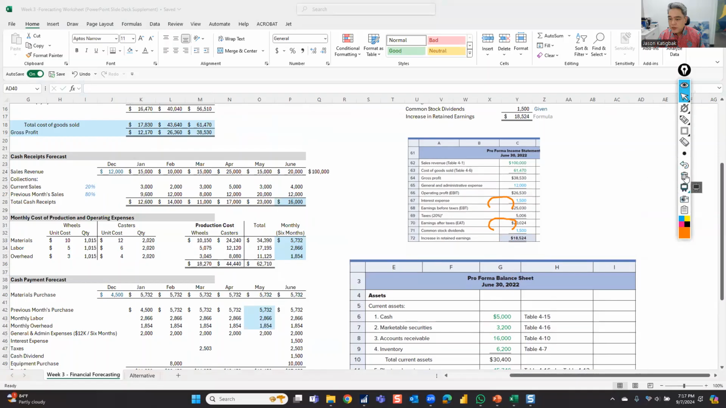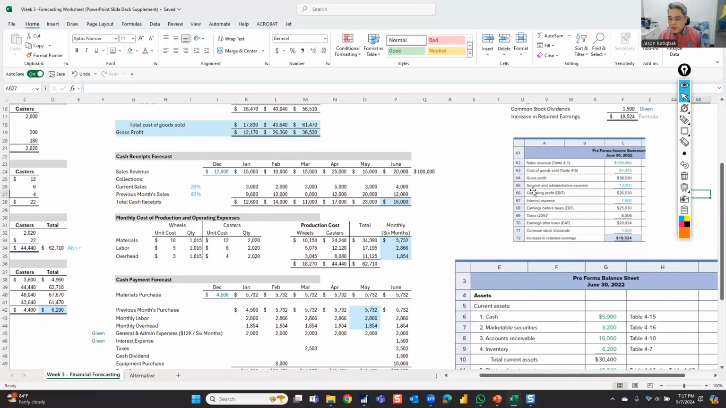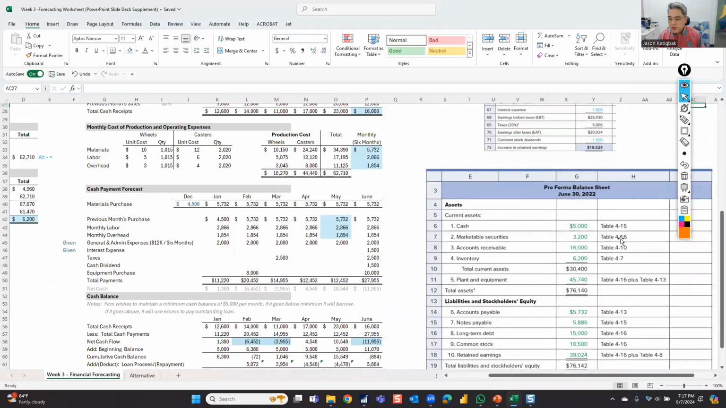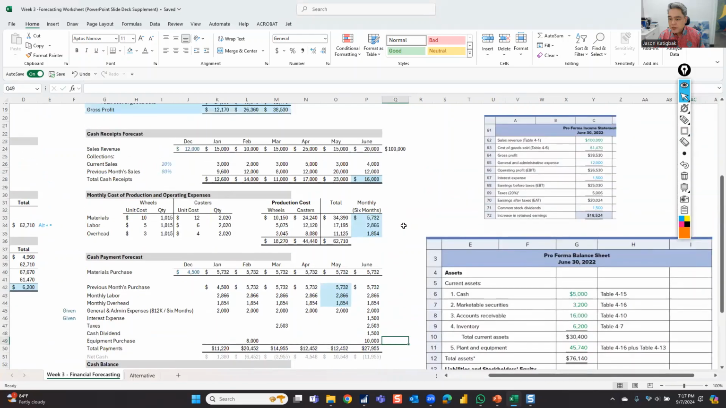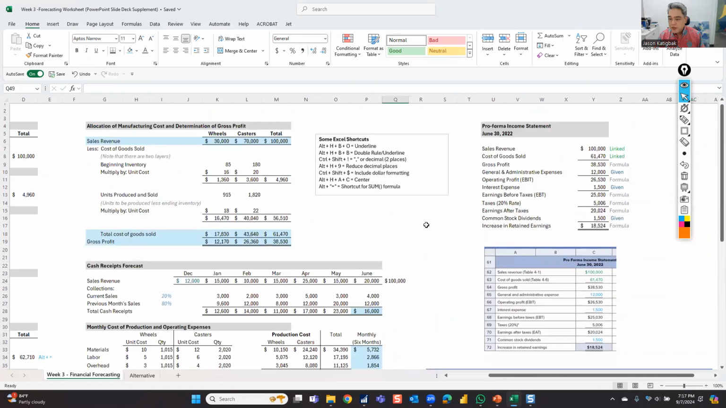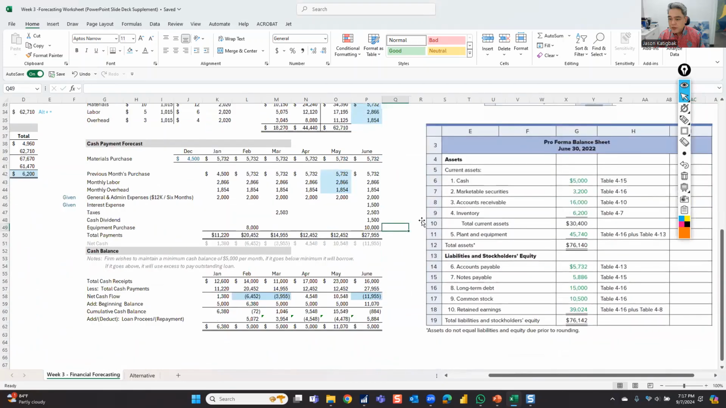What about your, oh, sorry, I moved the schedules. What about your inventory of 6,200? 6,200 is actually your ending inventory based on the schedule. And then the rest are actually given, right? Actually, some of them are on tables, but those were given on the tables. And then accounts payable, 5,732 are your schedule of payments. So basically you have completed a balance sheet, right?